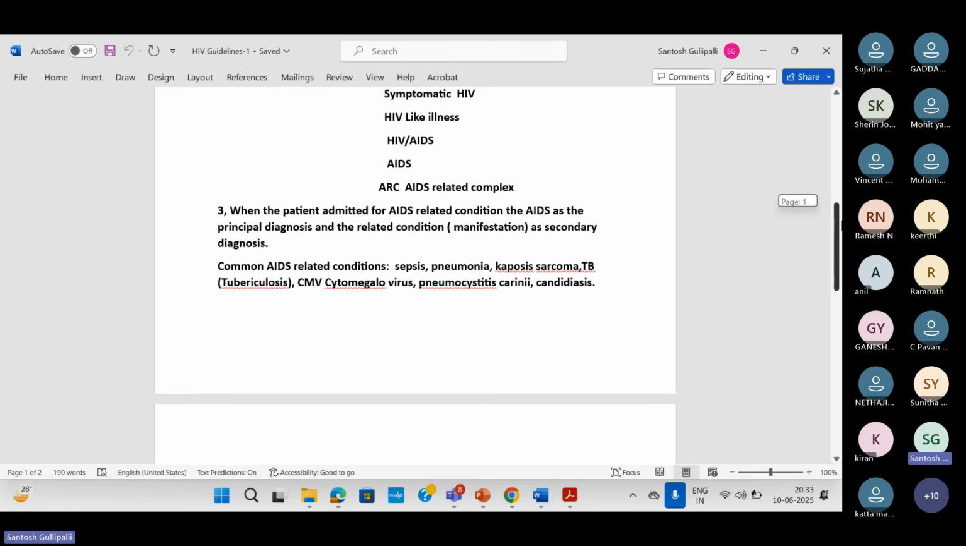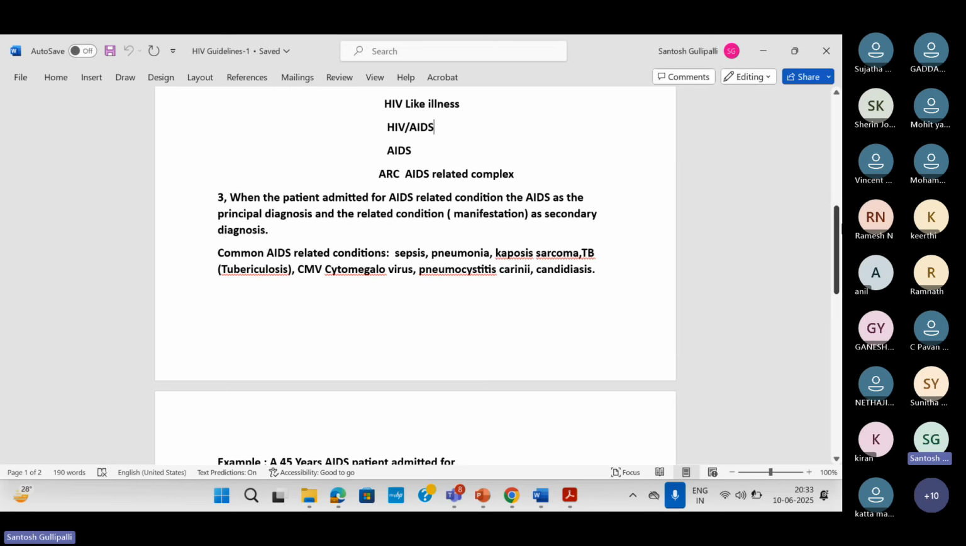Coming to the next guideline. When the patient is admitted for an AIDS related condition, B20 is the principal diagnosis and the related condition, that is the manifestation, is the secondary diagnosis. This is a very, very important guideline, guys, the main important guideline in inpatient for the AIDS topic.